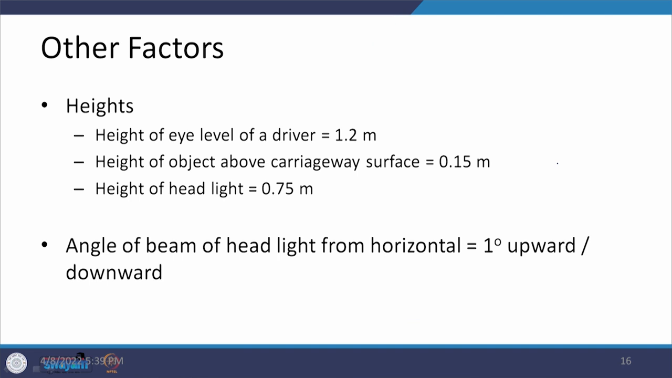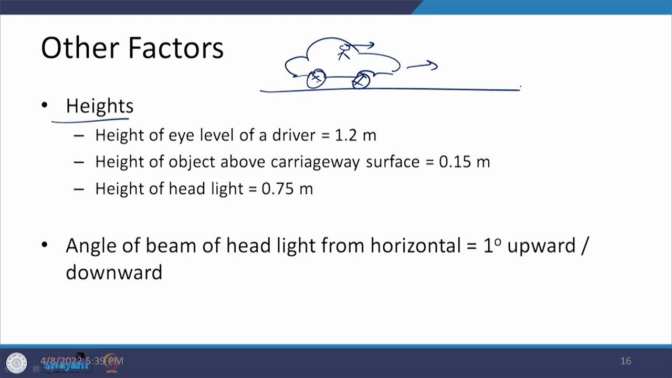Another factor we need to look at is the heights. There are different heights involved because you are driving a vehicle. Your vehicle is moving in this direction, and you as a driver are looking from here. What exactly you are looking at is what we are talking about here. One height we need to look at is the height of the eye level, which is 1.2 meters.